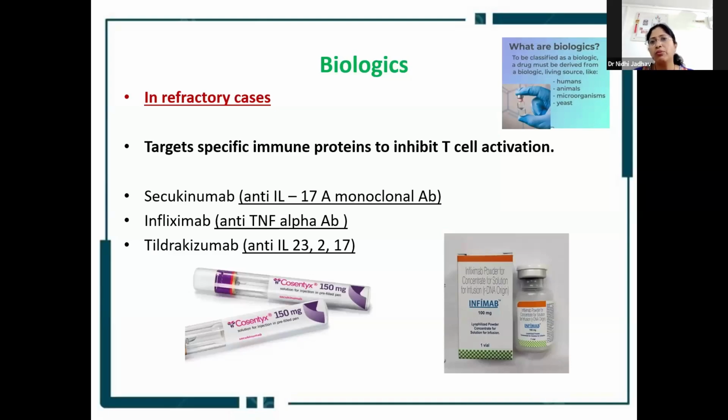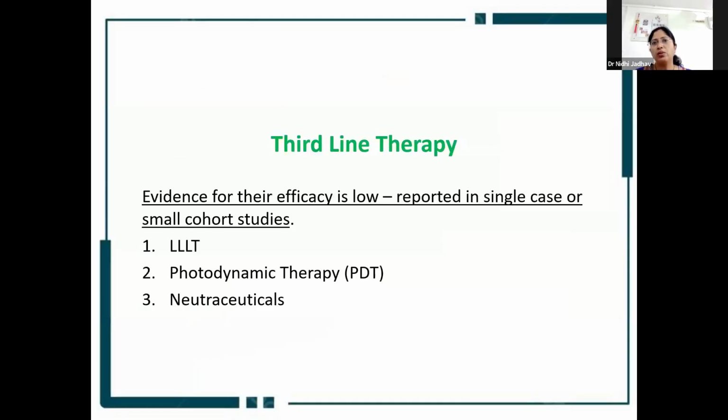The whole concept of using these is that they generate antibodies related to the various antigens that we read about in the pathogenesis, like interleukin 17, tumor necrosis factor alpha, interleukin 23, and interleukin 2 and 17 related antibodies, which are used in this biologics category. The third line of therapy has three categories: low-level laser therapy, photobiomodulation or photodynamic therapy, and nutraceuticals.